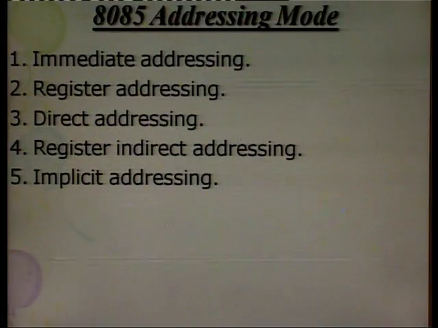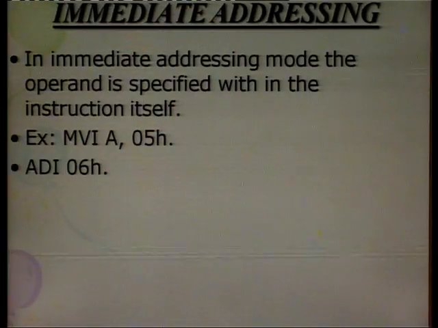As we know, the data can be in the internal register, it can be in the memory location, or it can be given directly in the instruction. So, first of all, we have immediate addressing. In this addressing mode, the operand is specified within the instruction itself. It is neither in the internal register nor in the memory, but it is mentioned in the instruction itself.